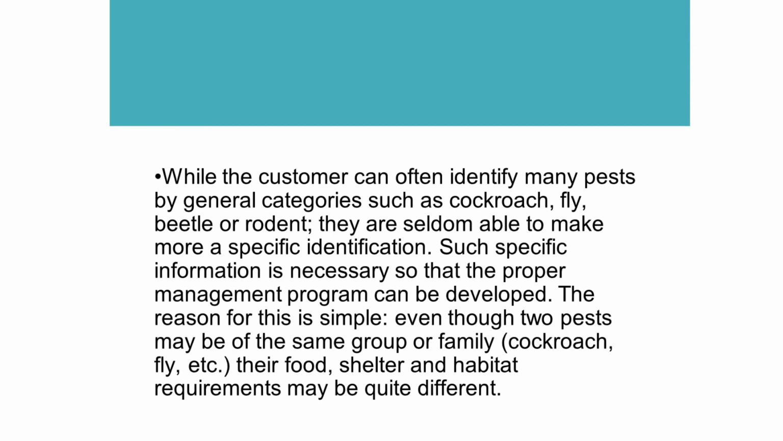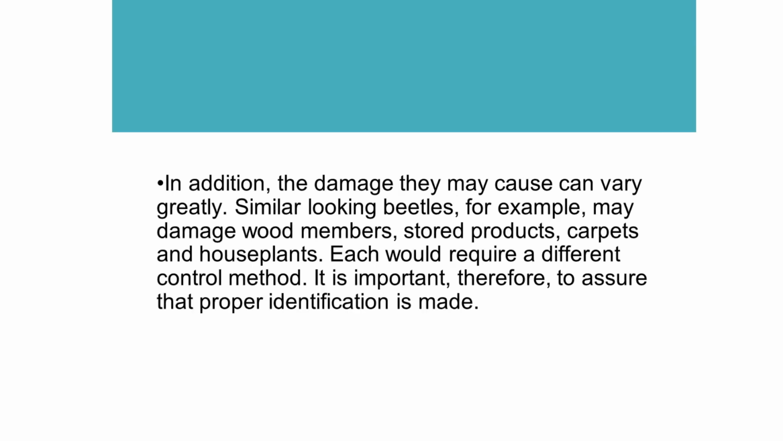The reason for this is simple. Even though two pests may be of the same group or family, cockroach, fly, etc., their food, shelter, and habitat requirements may be different. In addition, the damage they may cause can vary greatly. Similar-looking beetles, for example, may damage wood members, stored products, carpets, and houseplants. Each would require a different control method. It is important, therefore, to assure that the proper identification is made.